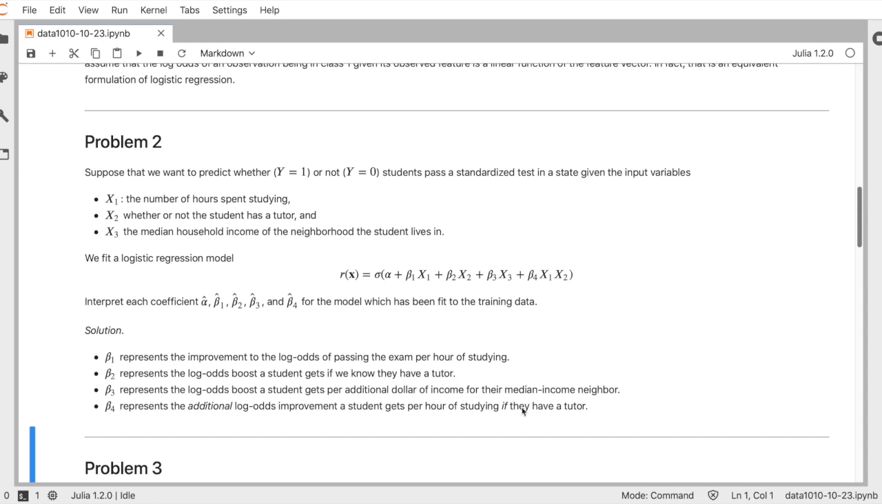And it's worth really stressing, despite the way that these answers have been phrased here, that none of this is intended to be causal. This is true at the population level in the training data that the model is fit on. That if you know a student has a tutor, if beta 2 is positive, that's telling you their log odds of passing the exam is increased. But that's only true at the population level if you're talking about a randomly selected student from the training observations.